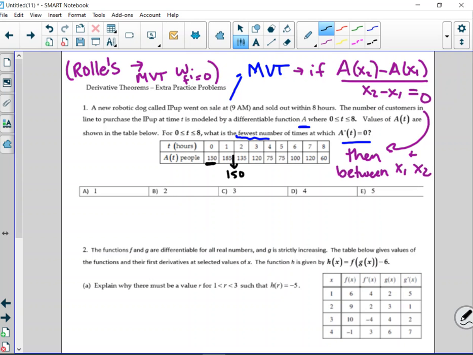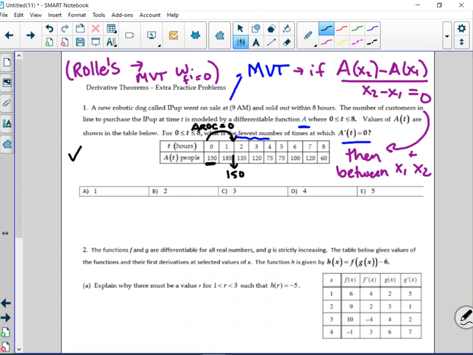Why is that true? What theorem is that? That's intermediate value theorem, yeah. So if I have a continuous function that goes from 150 at 0 to 185 at 1 to 135 at 2, I know it's going to hit 150 again. And so from this 150 to this 150, that's an average rate of change of 0. That's an interval where I'm going to get an instantaneous rate of change of 0 at least once.